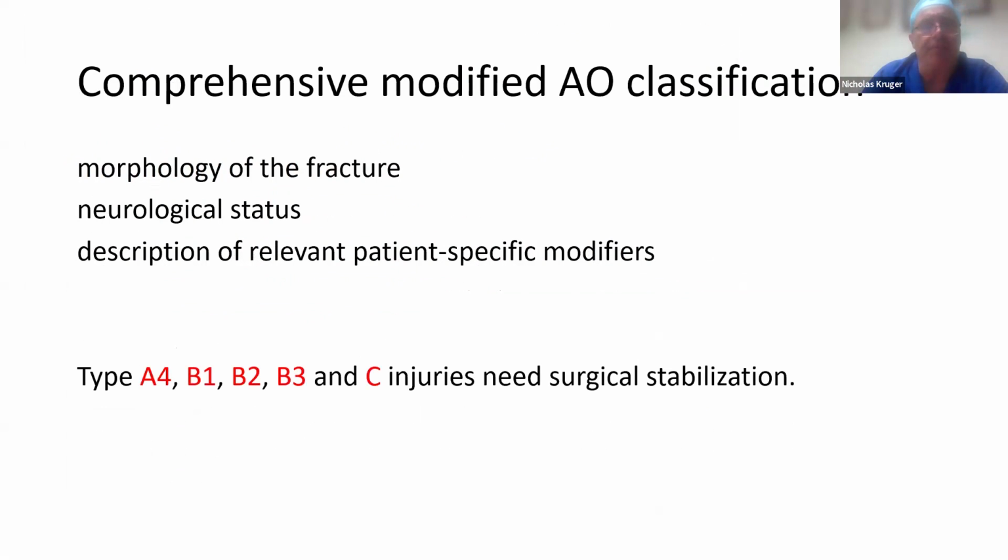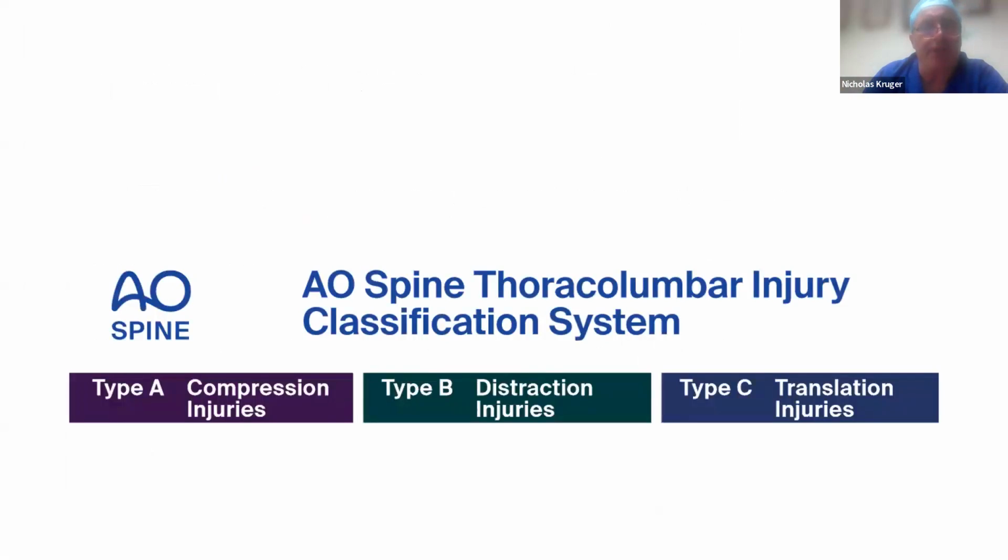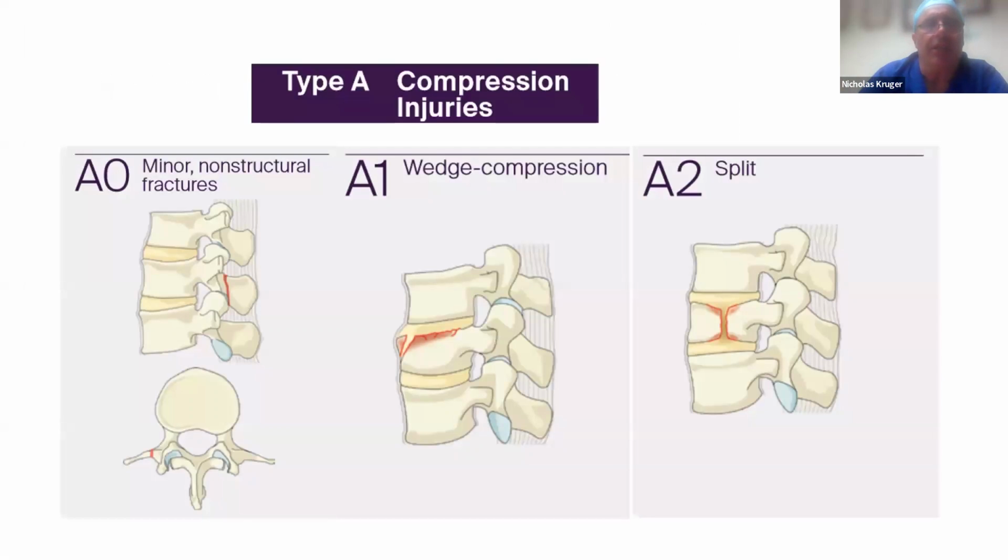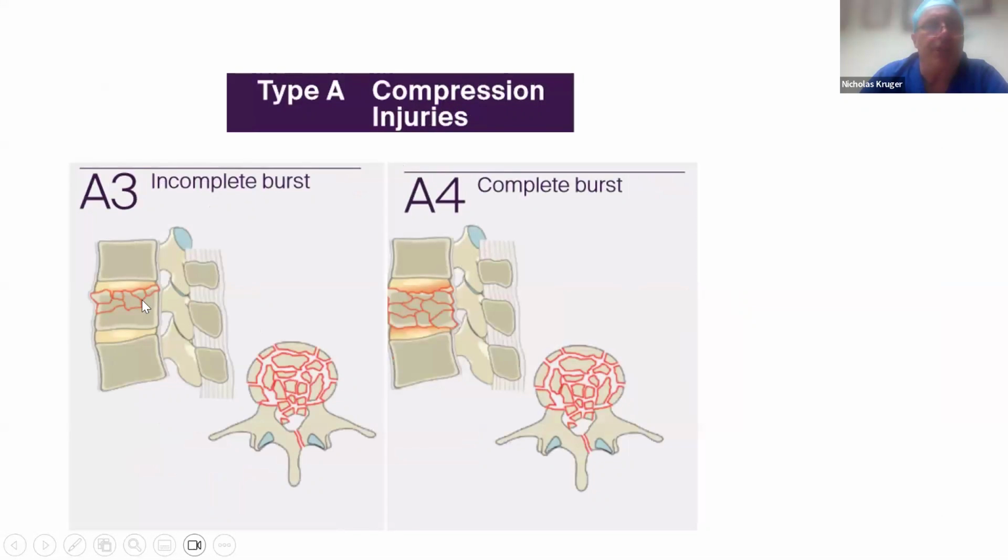So you've got the AO. We'll go through that quickly. Your type A0 are your non-structural fractures, like a transverse process or something, or a spinous process. These are not relevant. A1, wedge compression. A2 is a split. A3 is an incomplete burst, so only one end plate involved. And A4 is a complete burst when both end plates are involved.